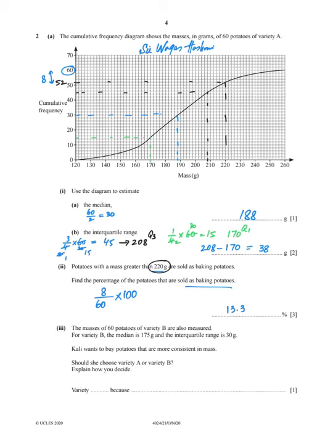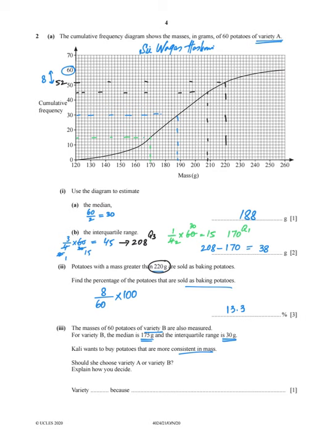In part 3 it says that the masses of 60 potatoes of variety B, so that CF curve is for variety A, are also measured. For variety B, the median is 175 and the interquartile range is 30. Kali wants to buy potatoes that are more consistent in mass. Should she choose variety A or variety B?